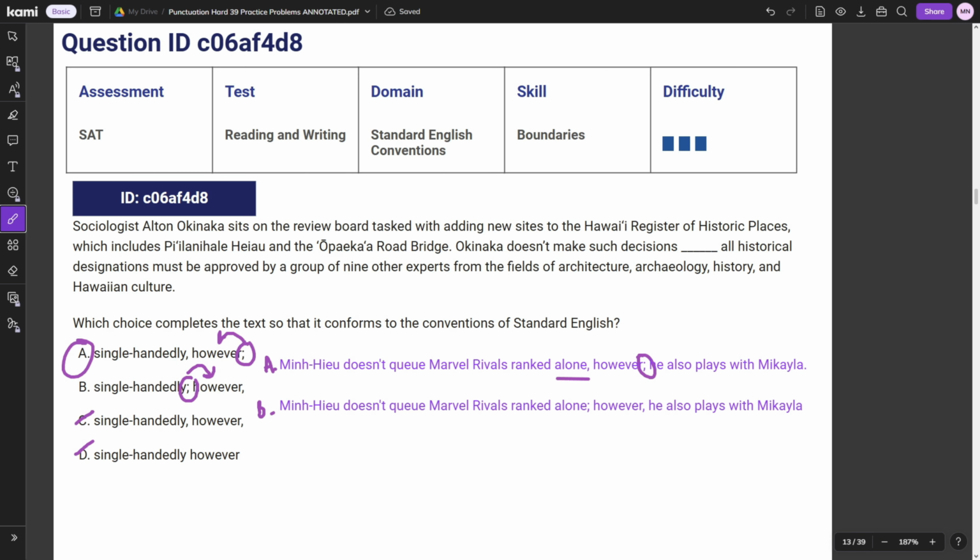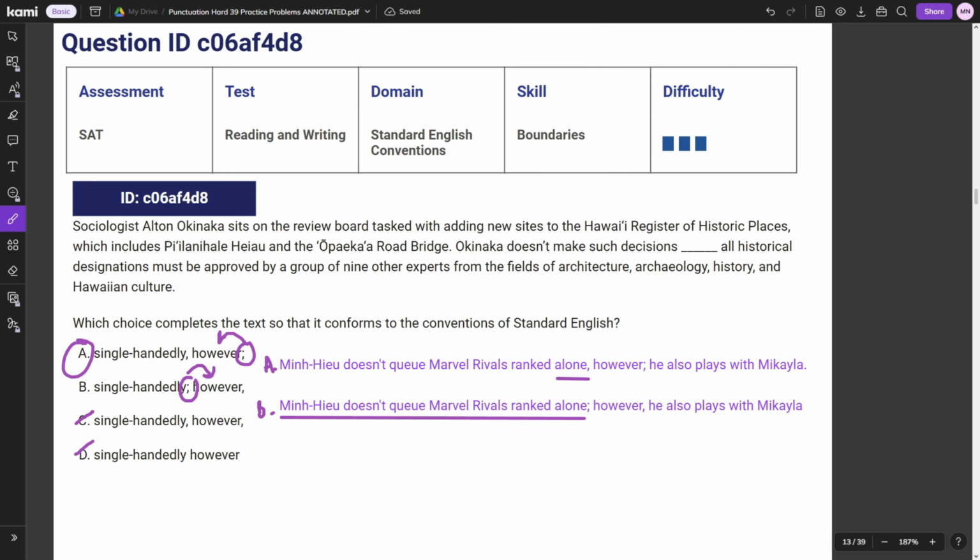Now whenever your semicolon is before the transition word, the idea you're trying to modify is going to be that entire part that's before the semicolon. So instead of just being one word like it is up here, it's going to be this entire section. So now we know what idea our transition word is trying to modify.